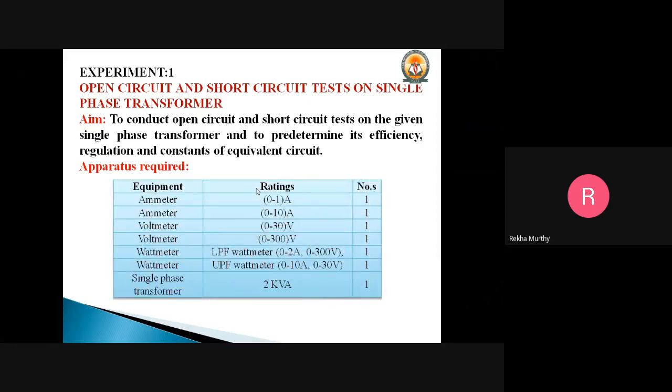So let me list out the apparatus. The ammeter which we are using is 0 to 1 ampere for the OC test, and 0 to 10 ampere we require for the SC test. 0 to 30 volts we require for the SC test. 0 to 300 volts we require for the OC test. The LPF wattmeter is required for the OC test, and the UPF wattmeter is required for the SC test. And the device which we are using is a single phase transformer with a rating of 2 kVA.